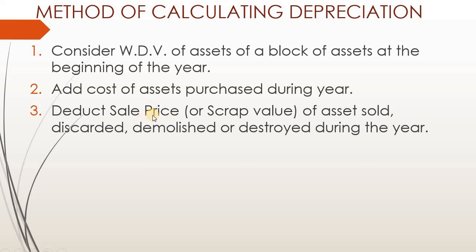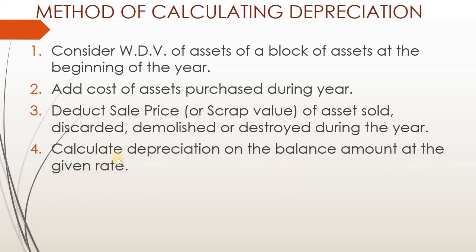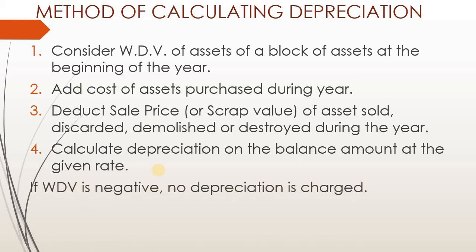We have to deduct the sale price of any asset sold, or we can also take the scrap value, discarded value, demolished value or destroyed value during the year. So if any asset is sold, discarded, demolished or destroyed during the year, that value has to be deducted from the written down value. Then whatever value we get is called the written down value for the calculation of depreciation. So calculate depreciation on the balance amount at the given rate. That is the value to calculate the depreciation.